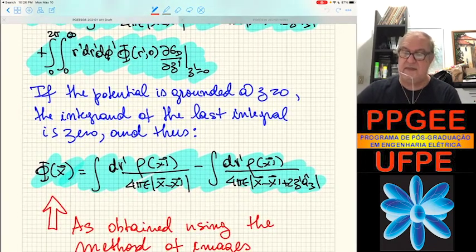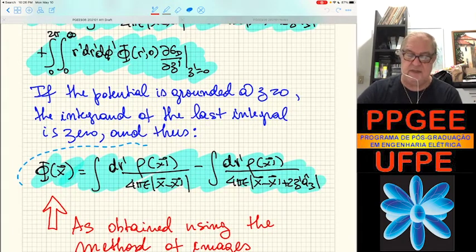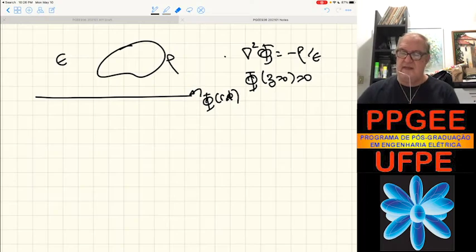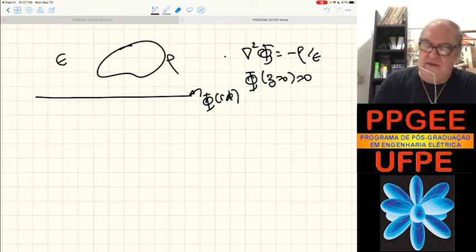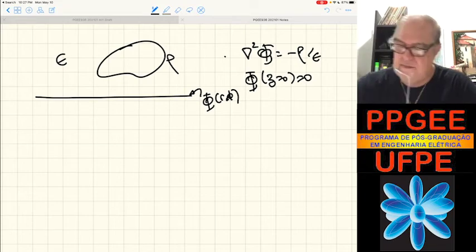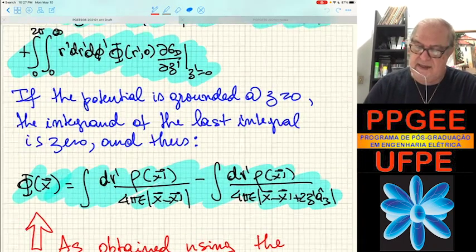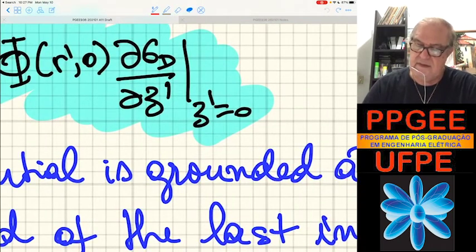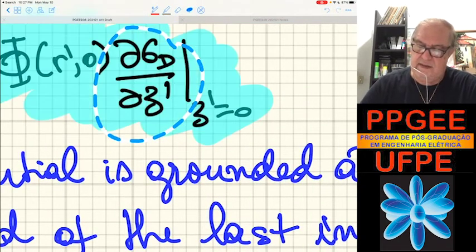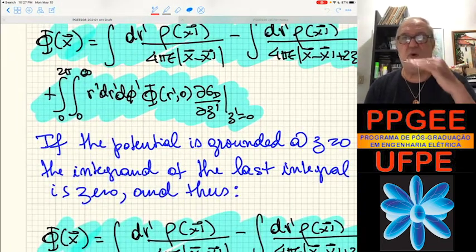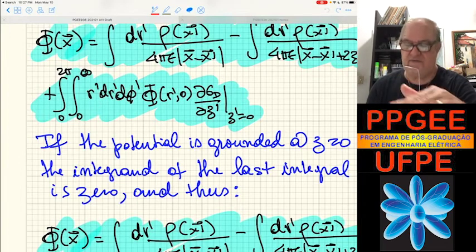And the solution is going to be the same one we obtained using the method of images. There is no surface contribution. Okay? If we have to calculate the derivative of the Green function, let's take a look at the formula here. How do we calculate this thing here? Notice this is going to be a function of the coordinates on the surface.